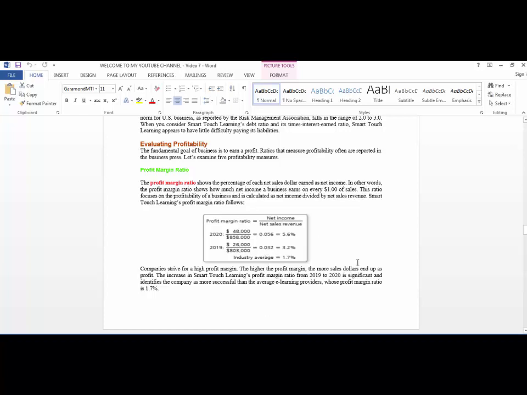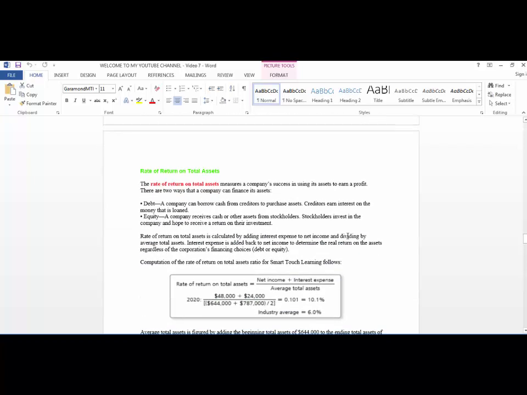It means 2020 is much better than 2019, and if the profit margin ratio is higher, the company's net sales revenue is also very high. If the company's ratio is below the industry average, there is an issue in the sales of the company's product. The next one is the rate of return on total assets. What does it include?